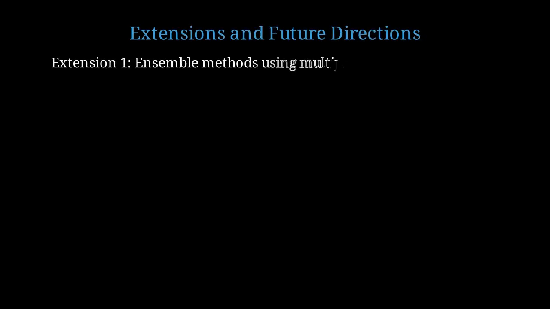Let's explore some extensions of this system that push the boundaries further. Extension 1. Ensemble methods. Run the same prompt through GPT-4, Claude, and Gemini simultaneously. Aggregate their outputs. This increases diversity and reduces model-specific biases.